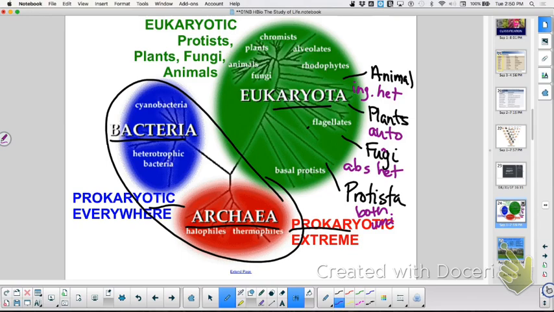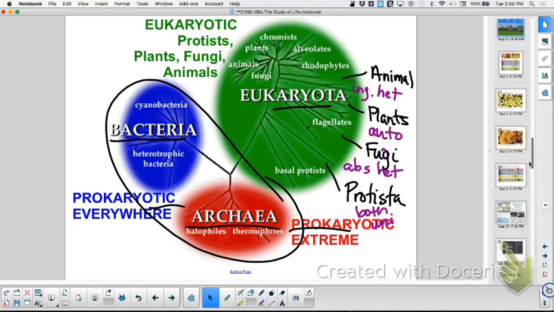Okay, so these are all in the domain Eukarya. What sets apart bacteria and archaea? Archaea is actually more closely related to Eukarya. Bacteria is the oldest. But what's another name for these guys? They're what? Extremophiles. They live in really extreme conditions, like where it's really salty or really hot in temperature.